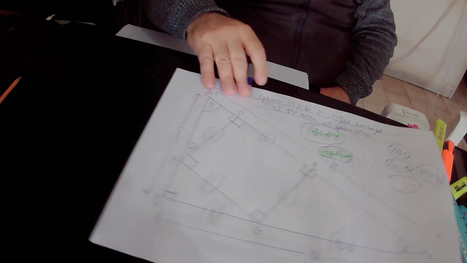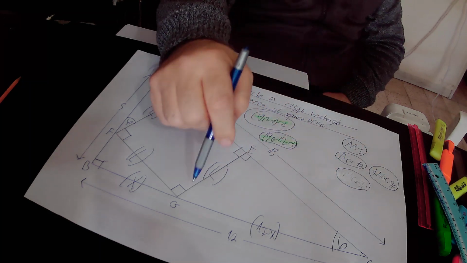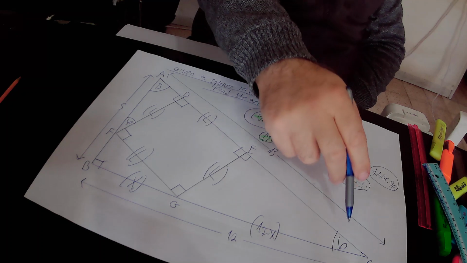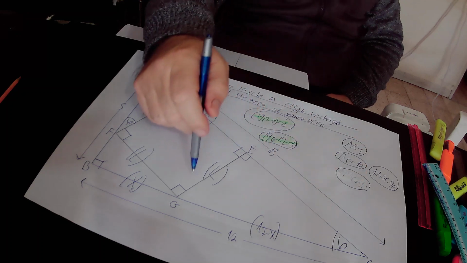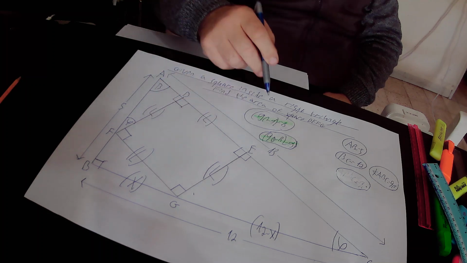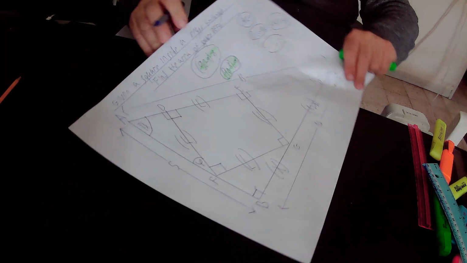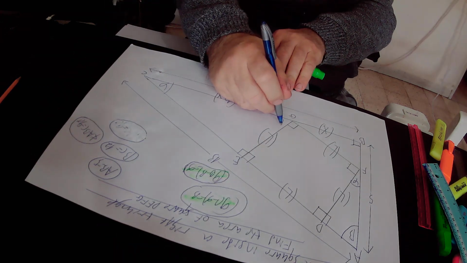Likewise, we focus on the small right triangle, triangle EGC. This angle equals alpha, this angle equals 90 degrees, therefore the missing angle must be equal to 90 degrees minus alpha. But 90 degrees minus alpha equals beta here, and therefore the missing angle here must be equal to beta.